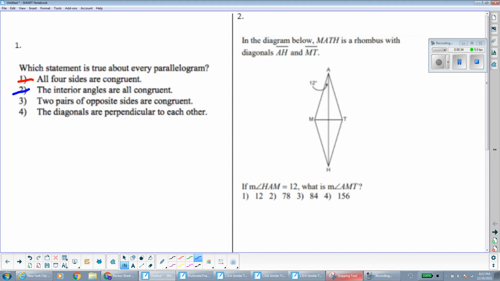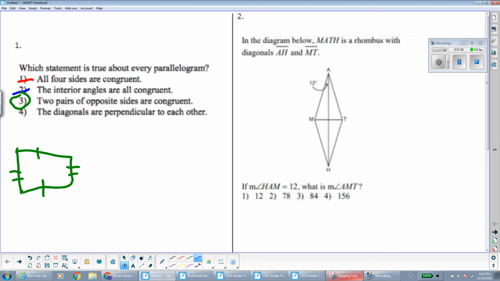2 pairs of opposite sides are congruent. That is true about the parallelogram, so I'm going to circle it. What that means is that one pair of opposite sides are congruent, and the other pair is also congruent, meaning that both pairs of opposite sides are congruent, which is definitely a property of parallelograms and every parallelogram-based quadrilateral.